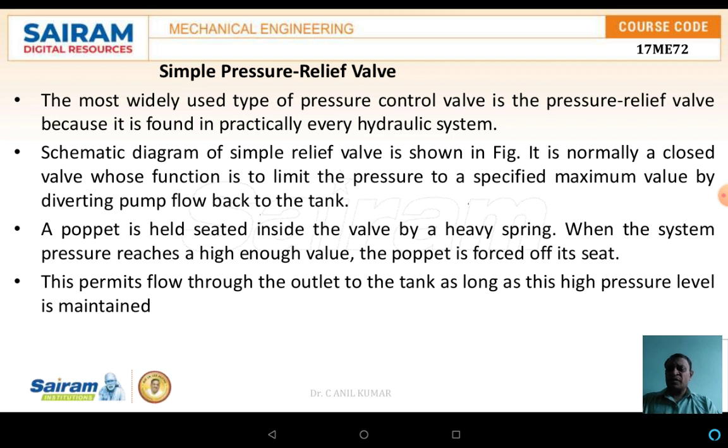The schematic diagram of the simple pressure relief valve is shown in the next slide, and it is normally a closed valve whose function is to limit the pressure to a specific maximum value by diverting the pump flow back to the tank. The poppet is held seated inside the valve with a heavy spring. When the system pressure reaches a high enough level, the poppet forces off its seat. This permits the flow through the outlet to the tank, as long as a high pressure level is maintained.